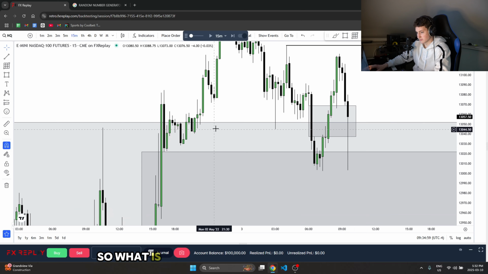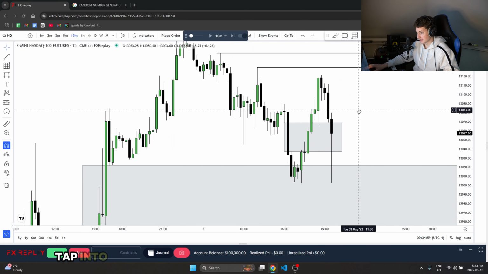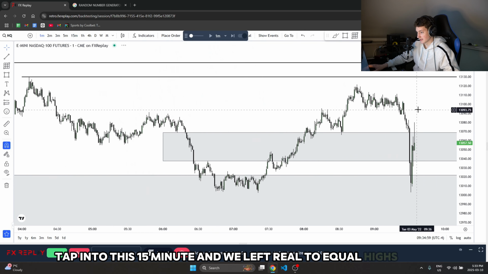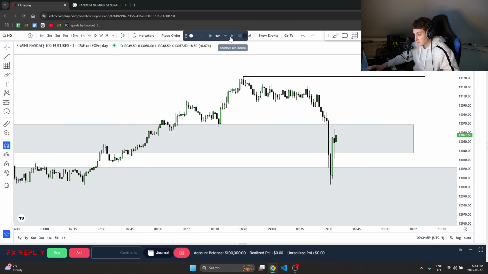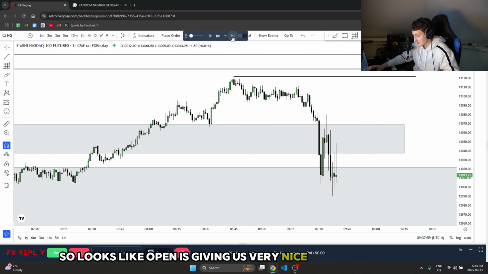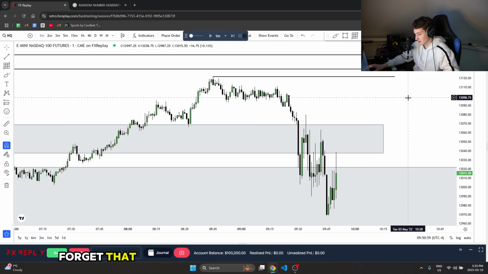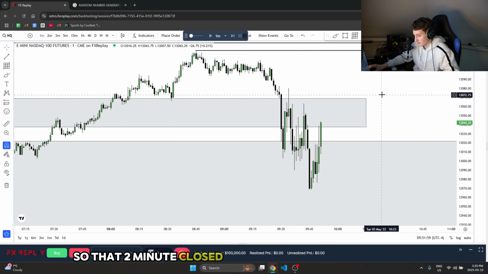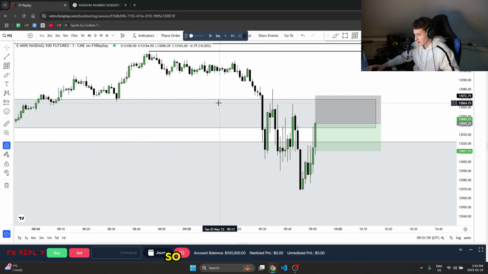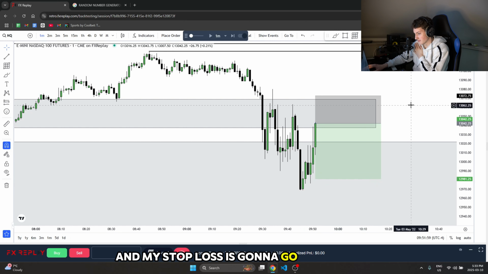So what's happened here? Hourly gap right here, we come tap it again, tap into this 15-minute, and we left relative equal highs. Okay, I want this buy side to get taken. So it looks like open is giving us very nice manipulation here. We get that close above. I like that entry, I really do. Okay, I want to see. Okay, so that 2-minute closed above, and we got the 1 minute. So long entry right here, and my stop loss is going to go right there.